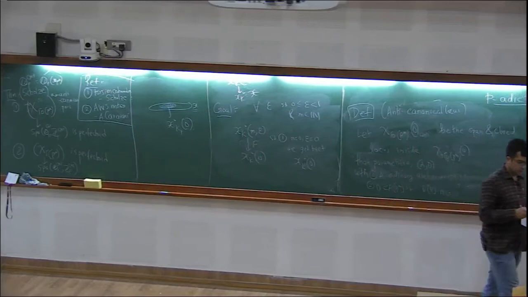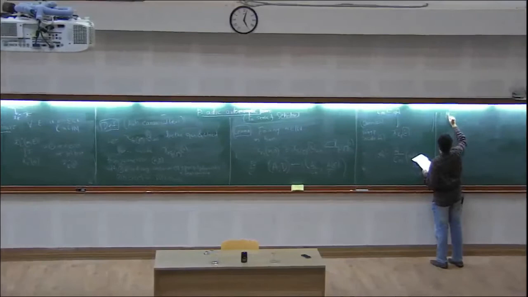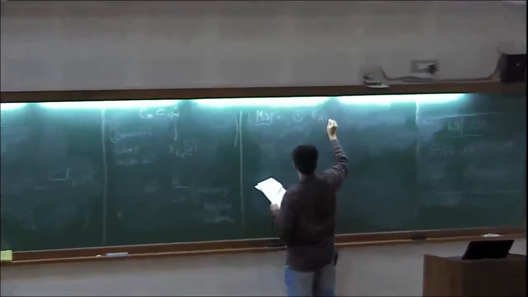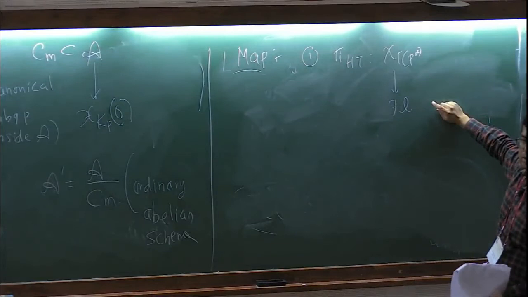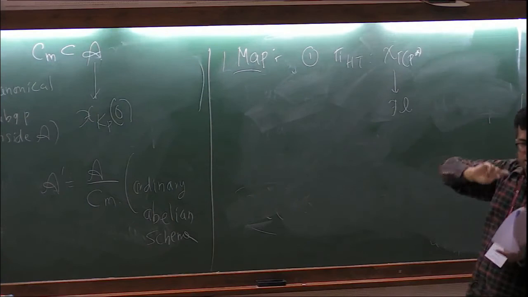So this is a perfectoid space, and to do that you have to use a map, the pi Hodge-Tate map. I'm going to motivate it a bit. This is a map from the space X to a flag variety, and for g equals 1 it just gives P1. Chitrabhanu has already defined this P1 and given an explicit description of it. So this is the map.